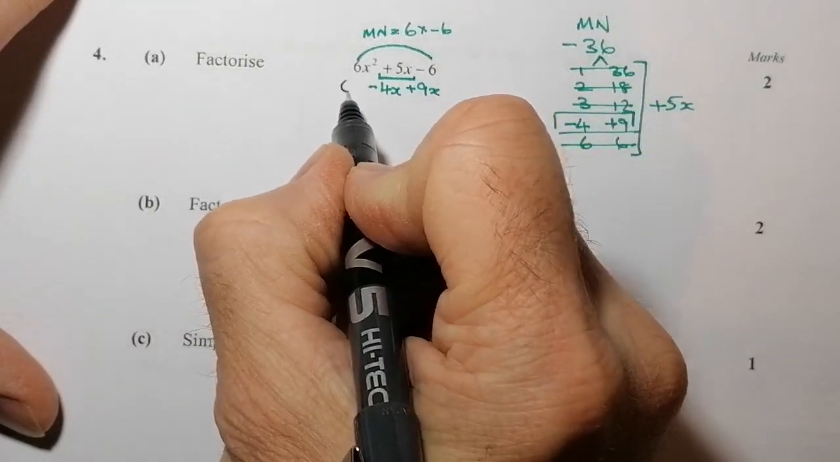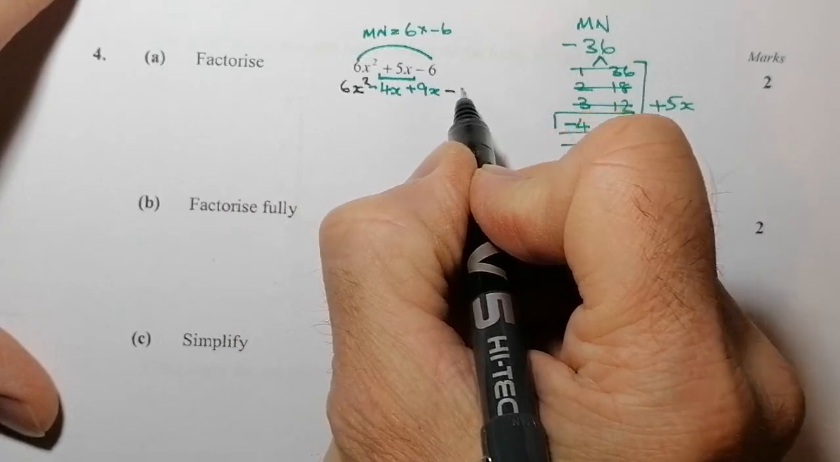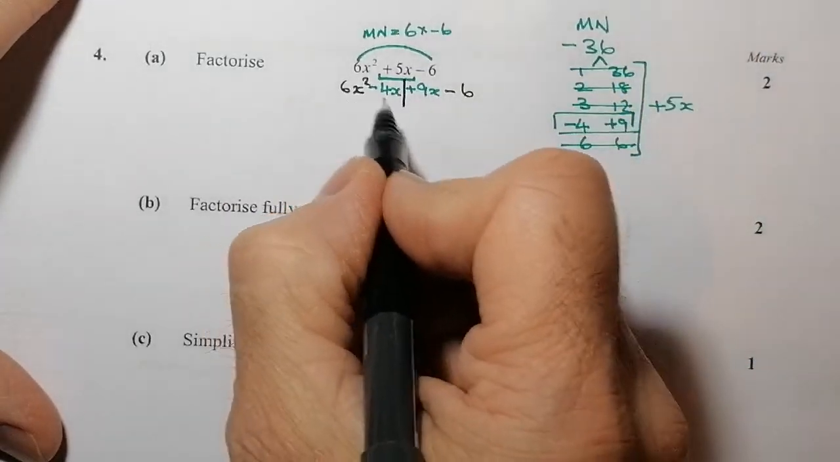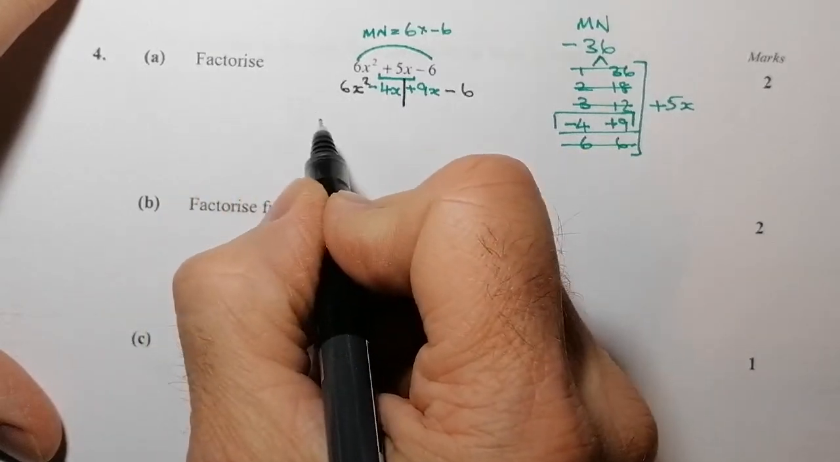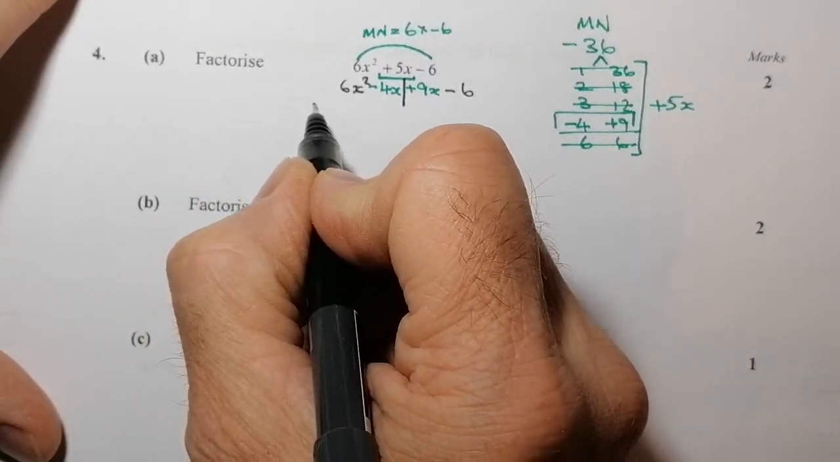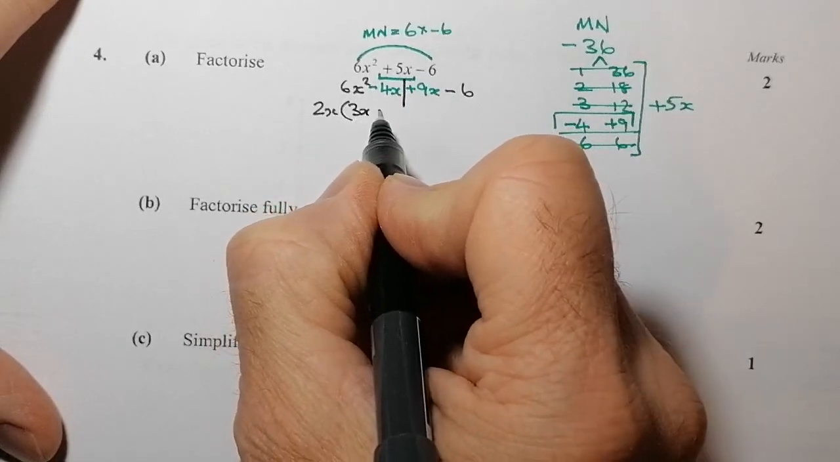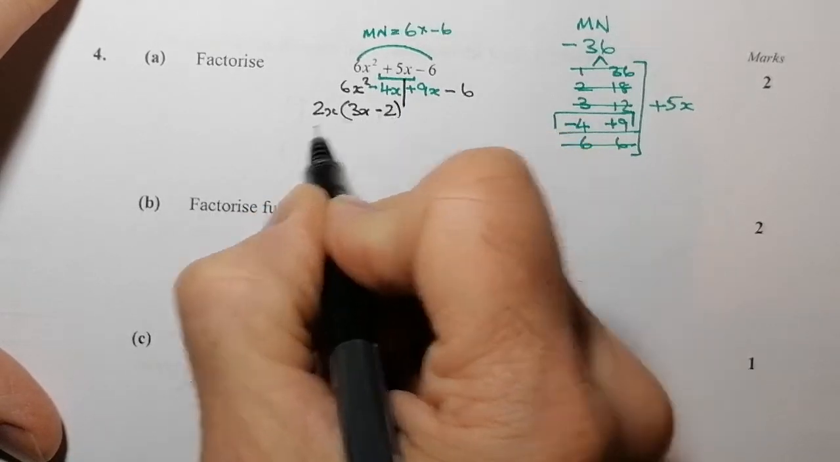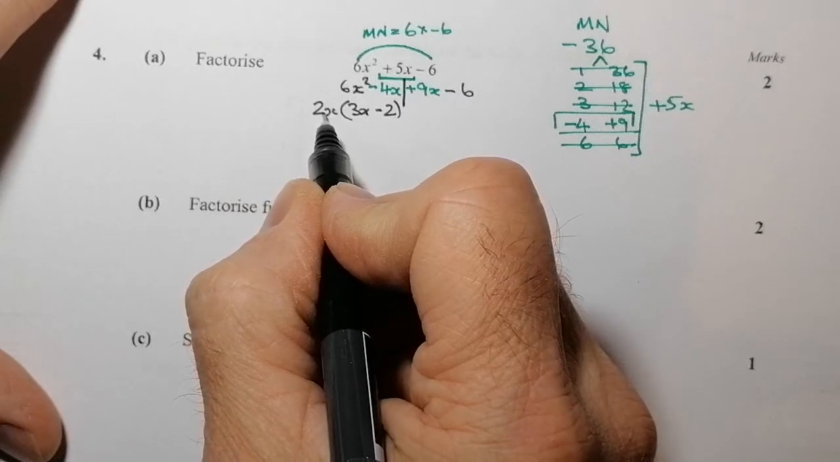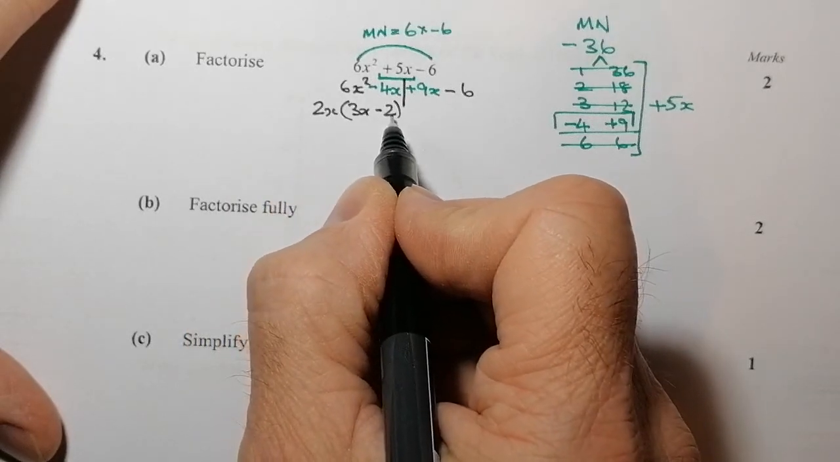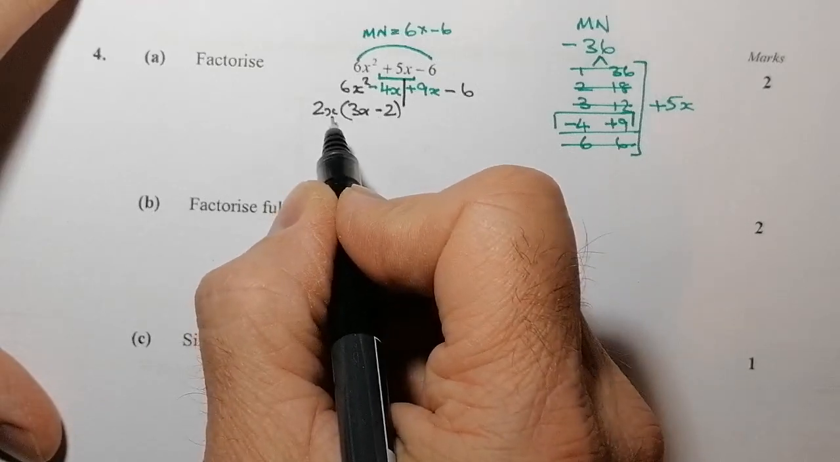And what I've got on this side is 6x squared, and here I've got a minus 6. I'm then going to cut this down the middle here, and I'm going to take a common factor from the left-hand side, which should be 2x coming out there. Inside the bracket, I must have 3x minus 2. And I'll just check that to see if that multiplies out. 2x times 3x is going to be 6x squared. 2x times a negative 2 is going to be negative 4x.